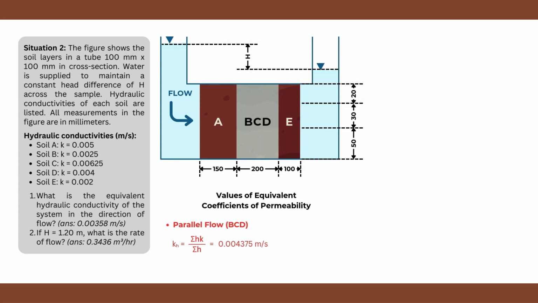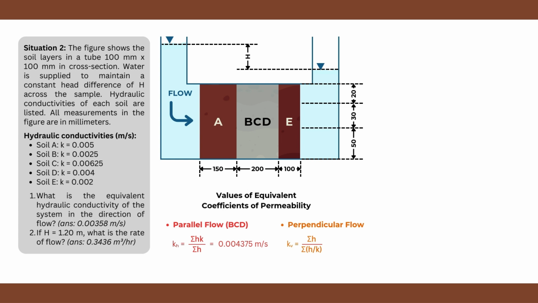And as you can see, we can now consider this as a single type of soil para masolve na natin siya along with the other layers na perpendicular naman sa flow. And to solve that, ibang formula naman gagamitin natin, which is equivalent coefficient K sub V is equal to the summation of heights of the soil layers divided by the summation of quotients of each heights and their individual hydraulic conductivity values.